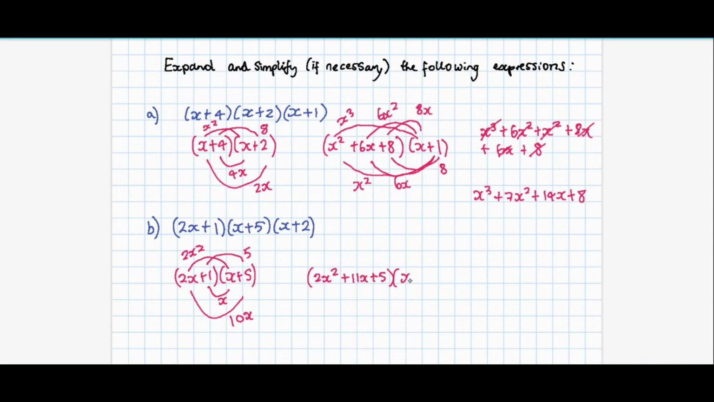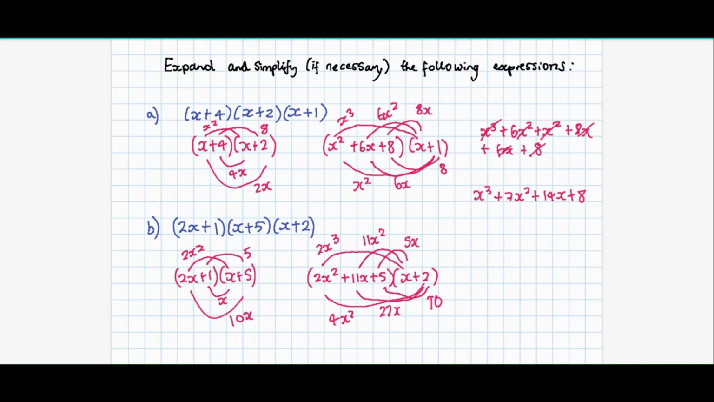And you want to do the same, and we're going to times this by x plus 2. So we'll do the same here. So we've got 2x squared times x, which is 2x cubed. And we've got 11x times x, which is 11x squared. And we've got 5 times x, which is 5x. And then we'll do 2 times 5, which is 10. And then 2 times 11x, which is 22x. And then 2 times 2x squared, which is 4x squared.